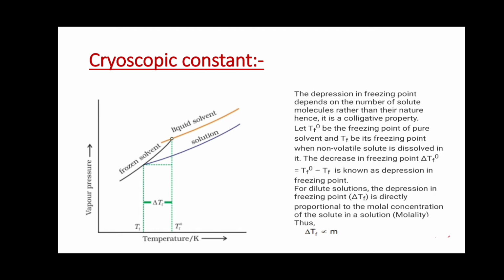The second graph is when you add the non-volatile solute to the solvent. By the graph, the depression in freezing point depends upon the number of non-volatile solute molecules rather than the nature of the solute. So obviously it is again a colligative property. T0F is the freezing point of the pure solvent and Tf is the freezing point of the solution with the non-volatile solute dissolved in it.